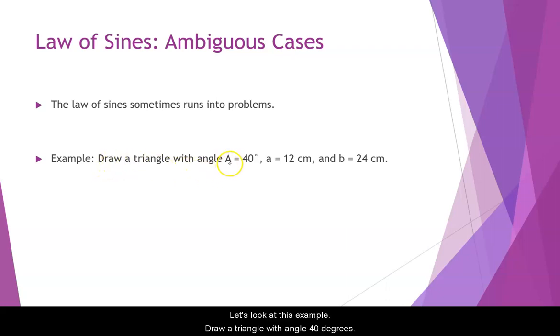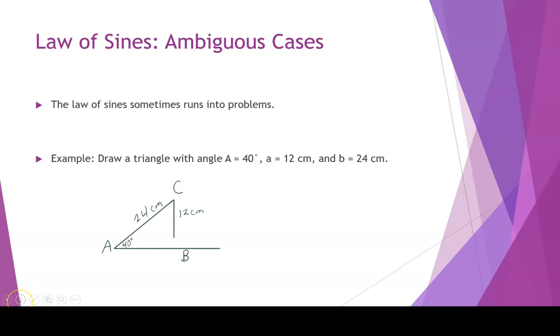Draw a triangle with angle 40 degrees. One side is 12 centimeters and another side is 24 centimeters. So we have an angle, the opposite side, and an adjacent side. Drawing this triangle, I used a ruler. We see that it doesn't actually make a triangle. The 12 centimeter side, with this angle being 40 degrees, doesn't reach. This is an impossible triangle. So an angle, that side, and then the other side ran into problems.